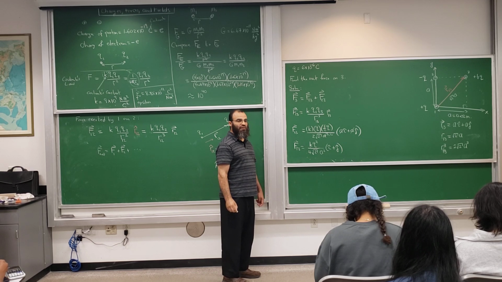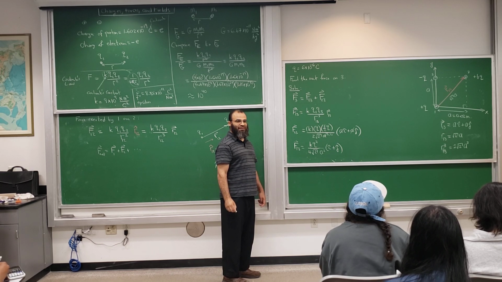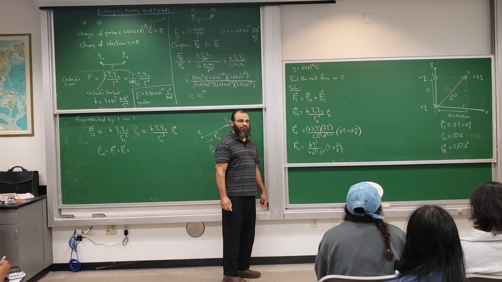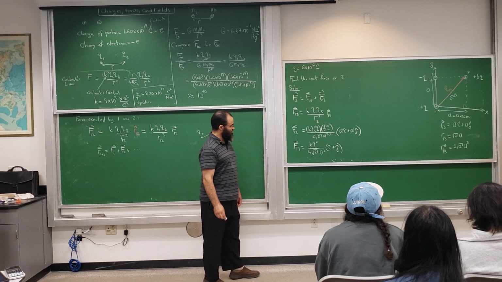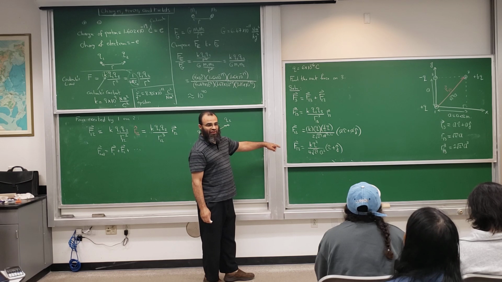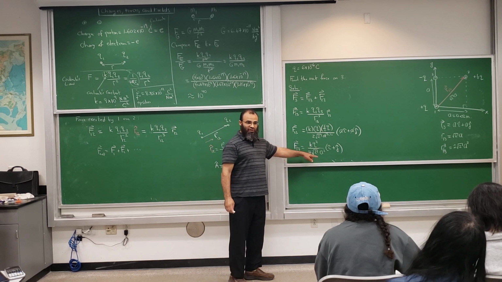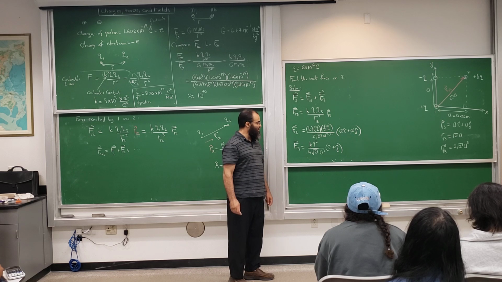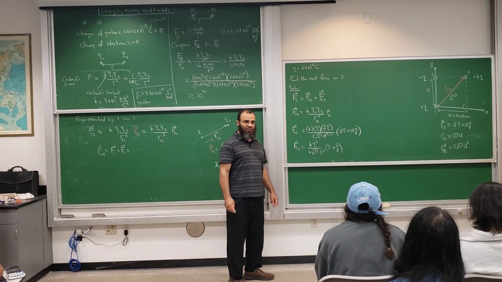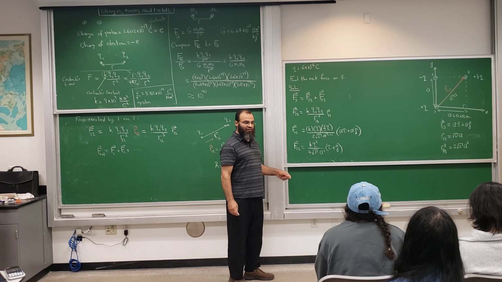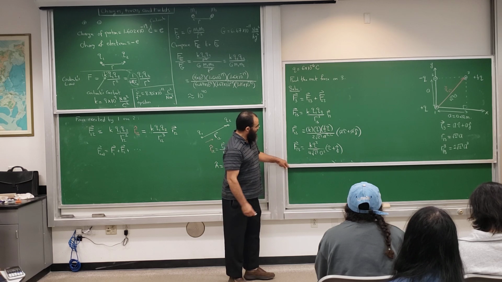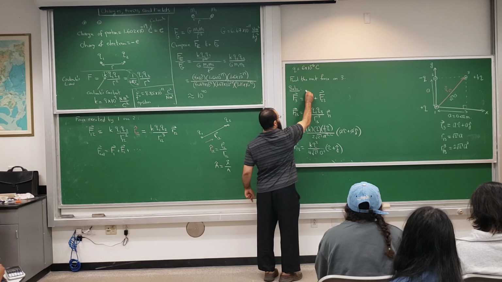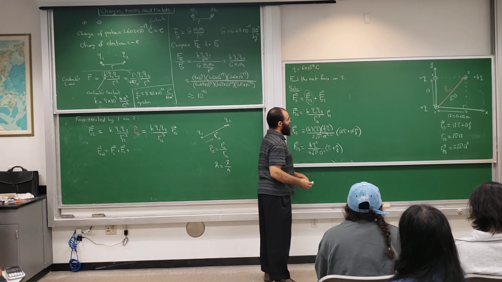Sounds good? So that's F13. We can simply substitute the numbers now to get a vector with both the magnitude and direction. I will leave it in symbols for now. So that's F13. We dealt with this part. Let's do the F23.